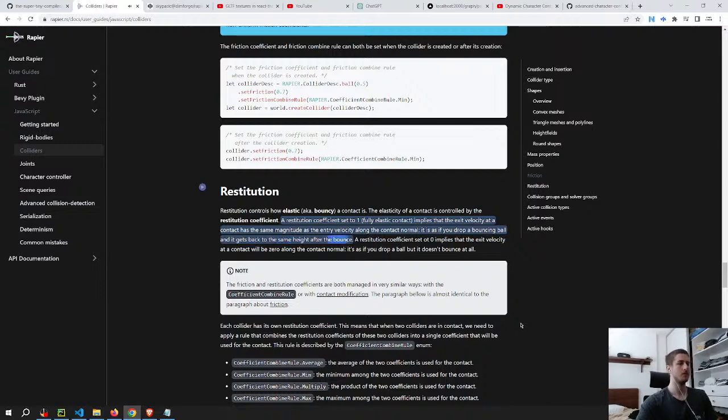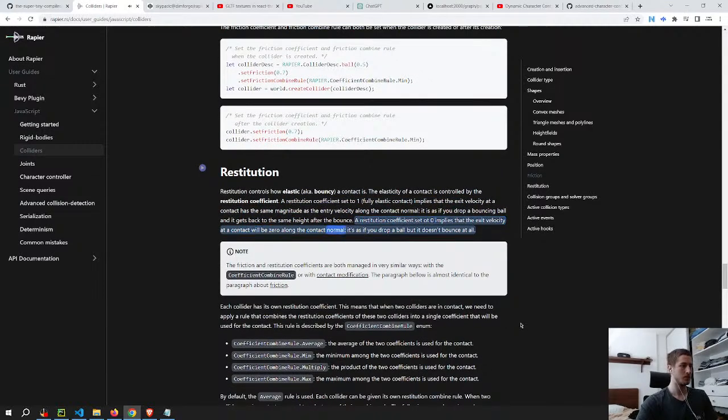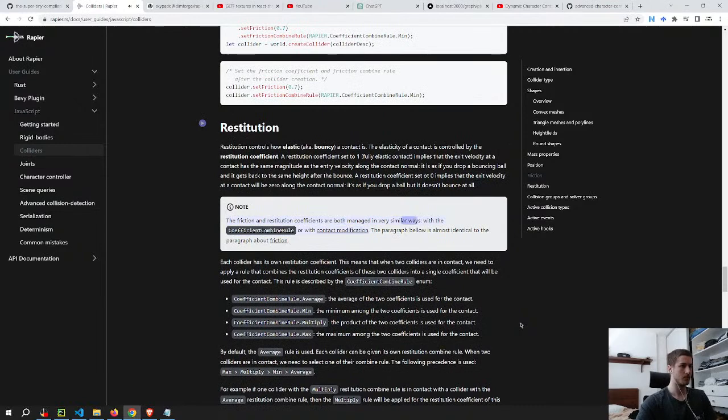It is as if you drop a bouncing ball and it gets back to the same height after the bounce. A restitution coefficient set at 0 implies that the exit velocity of contact will be 0 along the contact normal. It is as if you drop a ball but it doesn't bounce at all. The friction and restitution coefficients are both managed in very similar ways, with coefficient combine rule or contact modification.